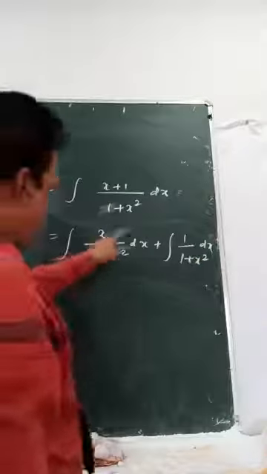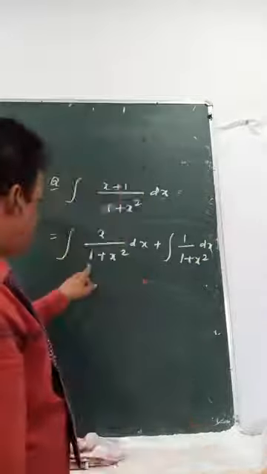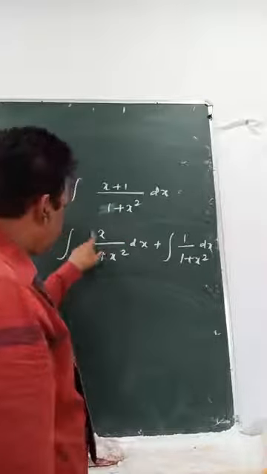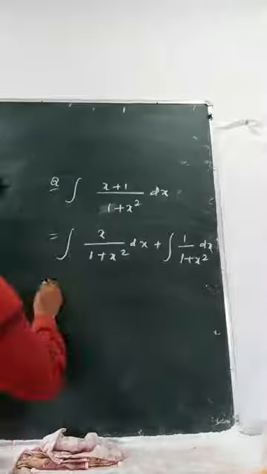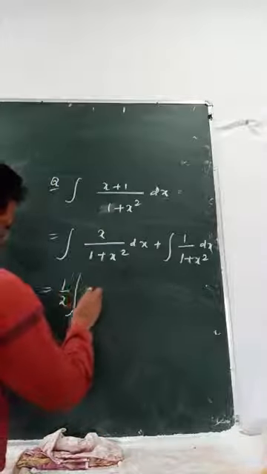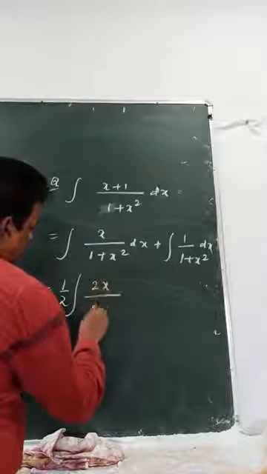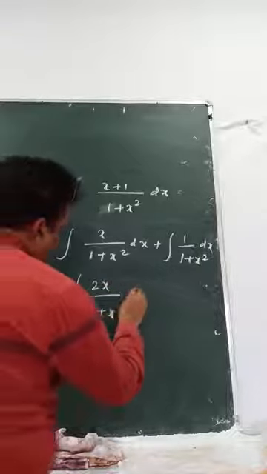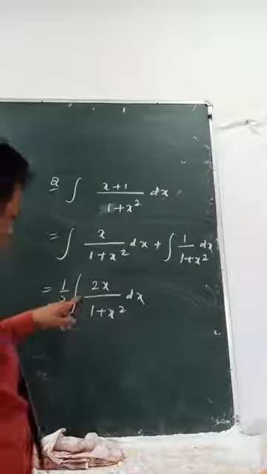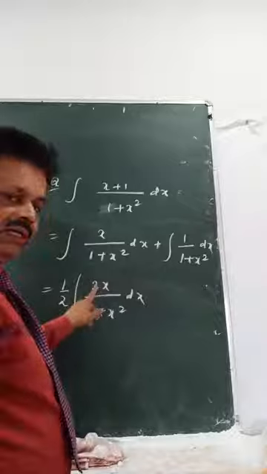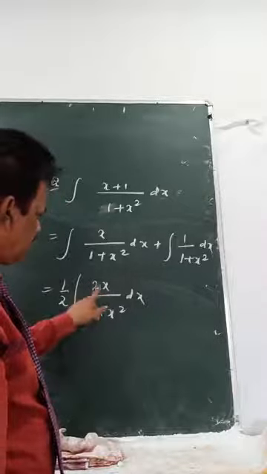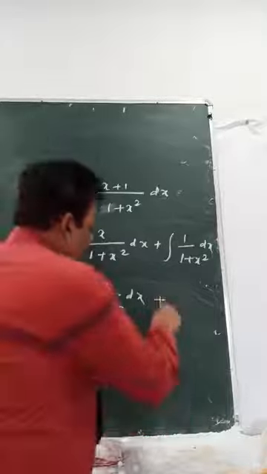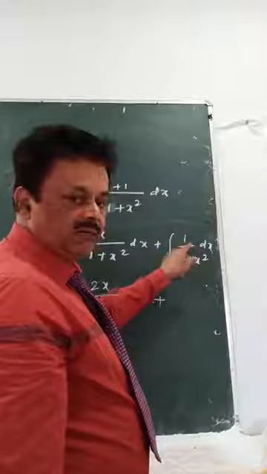In this, again I will check what is the derivative of the denominator. It is 2x. That means I only need 2 here. So how to get 2? I can write half of 2x by 1 plus x square, because a constant you can multiply and you can divide. So now it became fx, and this is f dash x. What about this part? This is the direct formula of tan inverse x.